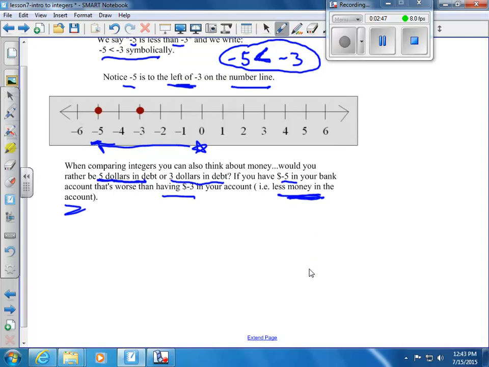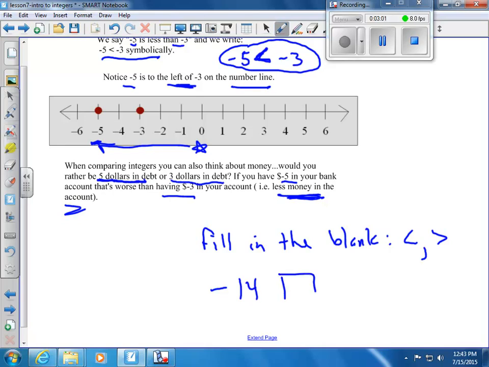So, you ready? Fill in the blank with the correct symbol. Fill in the blank with a less than or a greater than symbol. -14 blank -8. And hopefully you thought less than, right? -14 is less than -8. You'd have less money in your bank account. And if it helps you when you're first learning that symbol, just write a sentence, "is less than," and then put the symbol in.